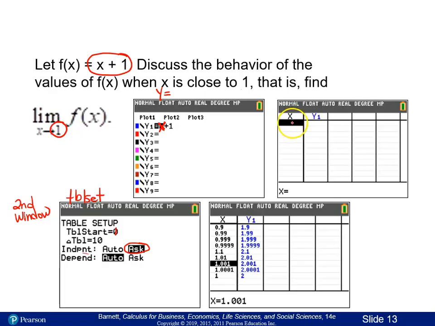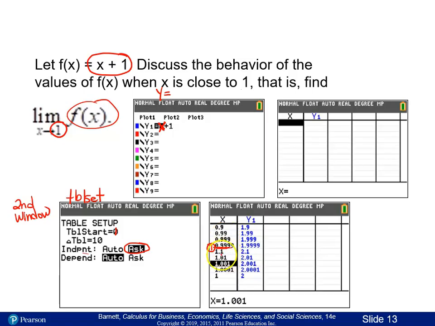So if I want to know what the behavior of the function is as x approaches 1, then I want to fill this x column in with values that are getting closer and closer to 1. So you can see I've picked like 0.9, 0.99. So each step of the way, I'm getting a little bit closer and closer to 1. Okay, so 1 would be in here. I didn't put 1 in because the limit does not have anything to do with what happens at the value of 1. It has to do with what's happening as it gets close to 1.